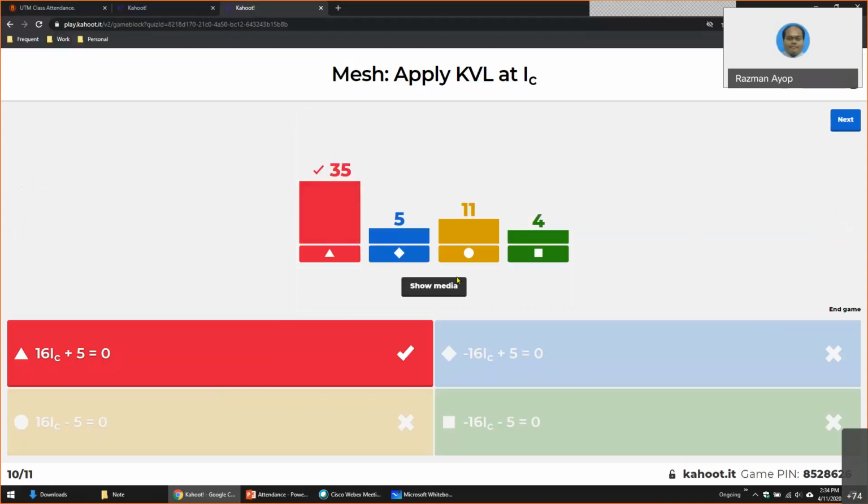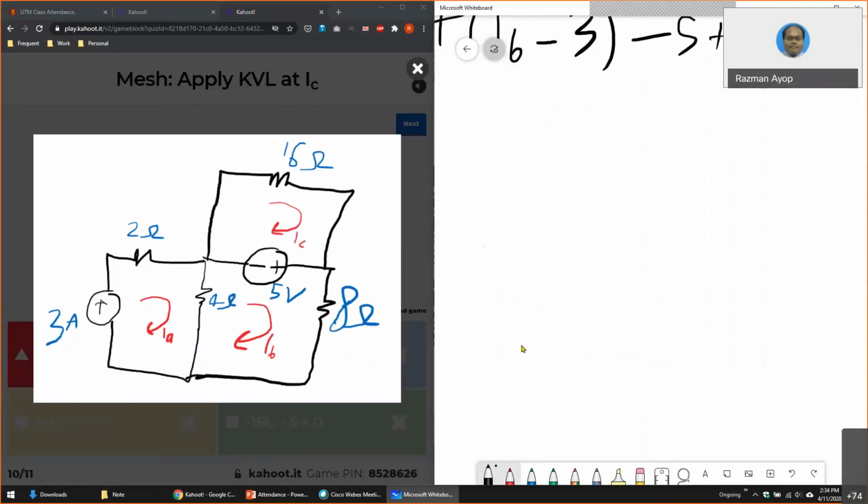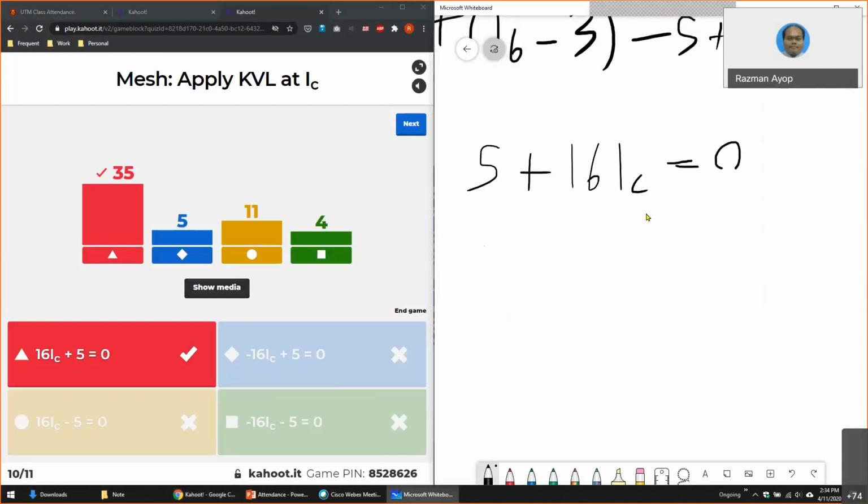Most of you got the correct answer. We start with the 5 volt source. IC meets the positive side of the 5 volt, so positive 5. Then plus 16 IC. There is no opposite current, so automatically you get the answer. Don't forget, because this is KVL, it equals 0.